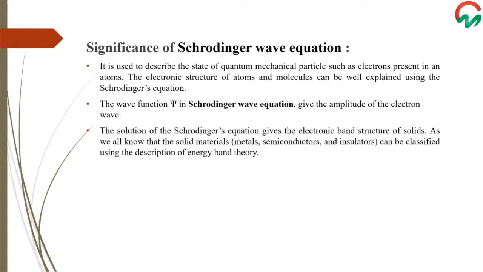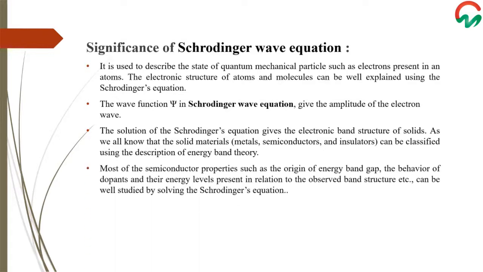The solution of the Schrodinger wave equation also gave the electronic band structure of solids, and we all know that solid materials, metals, semiconductors, and insulators can be classified using the description of energy band theory. Most of the semiconductor properties, such as the origin of the band gap and the behavior of the dopants and the energy levels present in relation to the observed band structure, can be well studied by solving the Schrodinger wave equation.